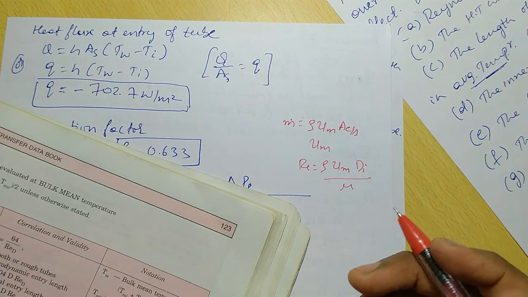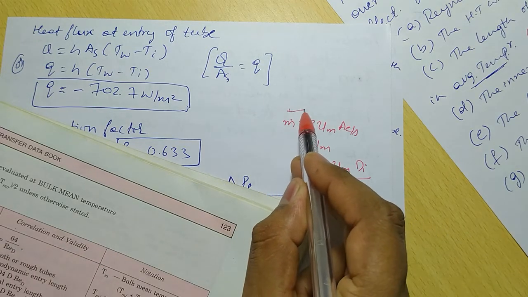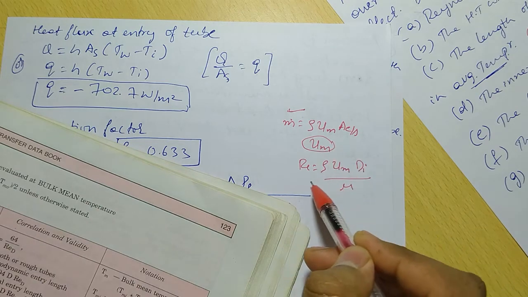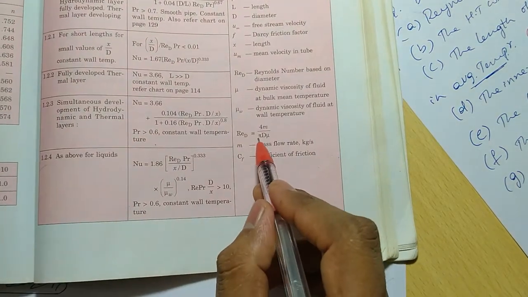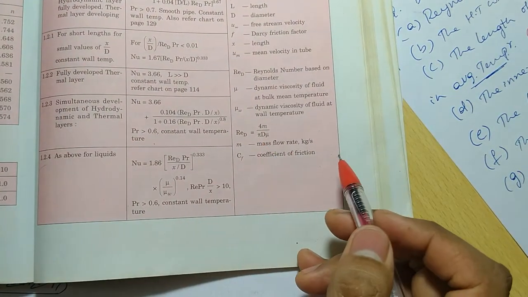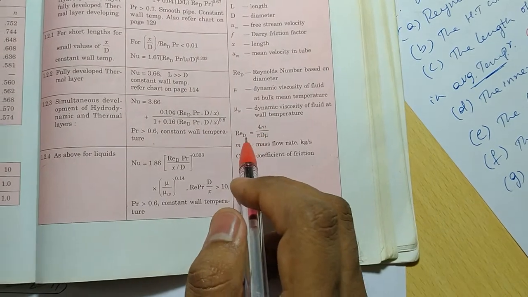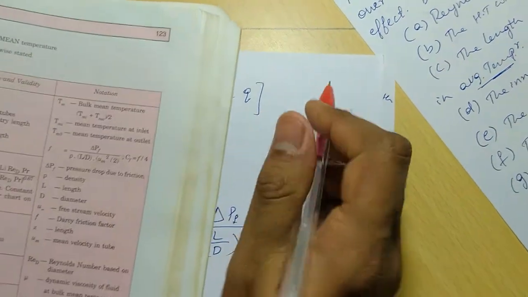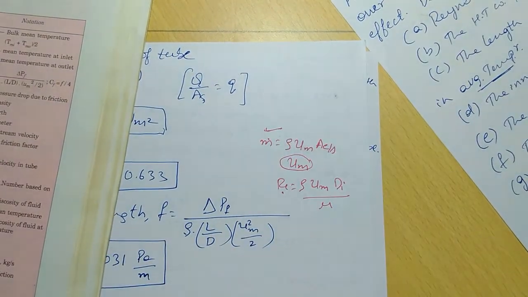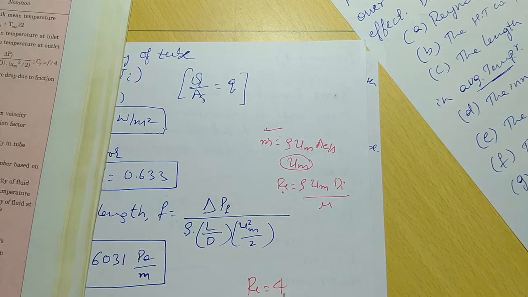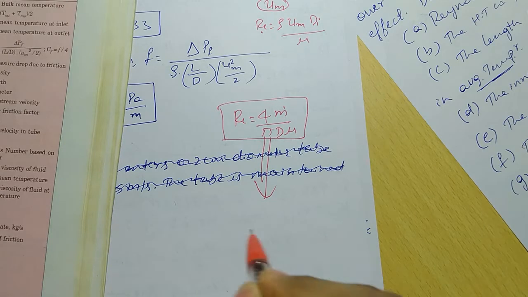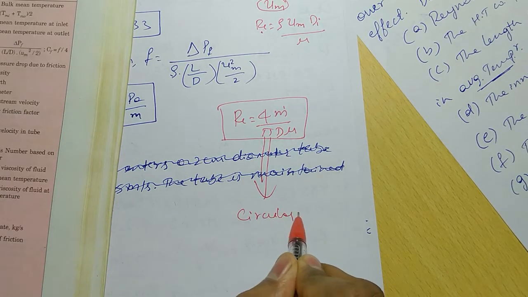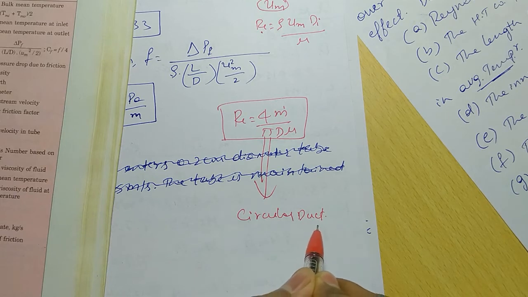There is no confusion between them. In the problem, if m dot is given, find out um. Then using this equation also you can find the Reynolds number. But keep in mind, one more important note: the value Re equals 4 m dot by pi d mu. This equation is used only for circular ducts, not for non-circular ducts. Always keep it in mind.